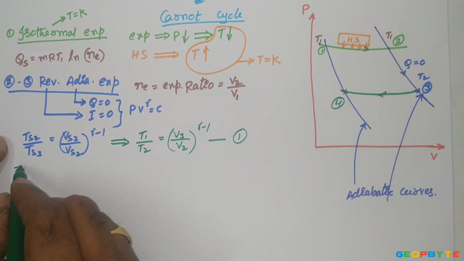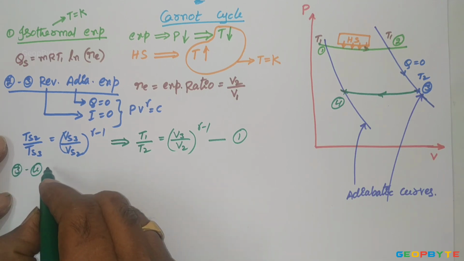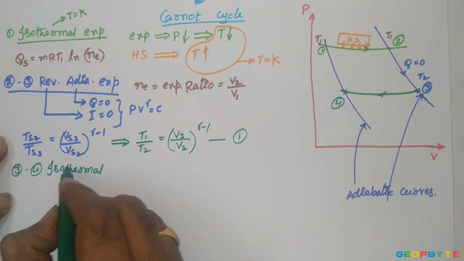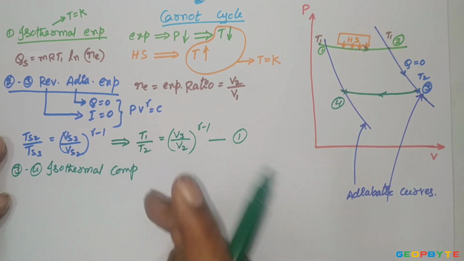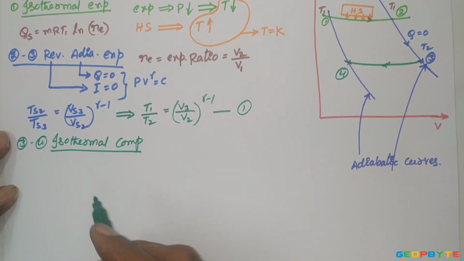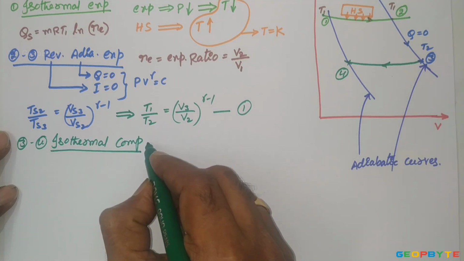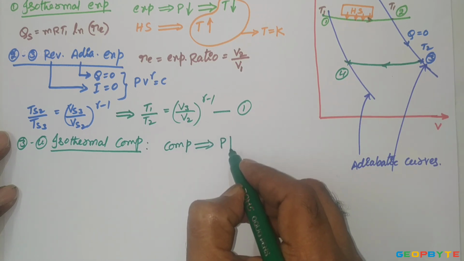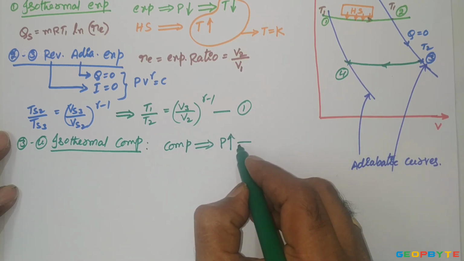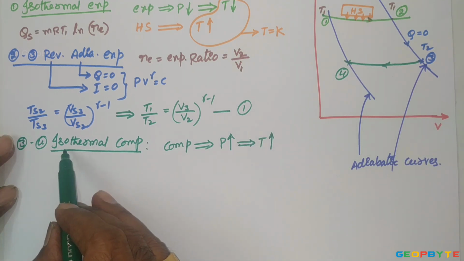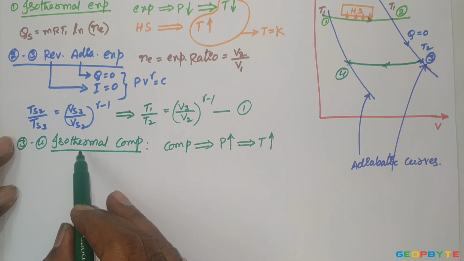The 3 to 4 is the isothermal compression. Isothermal means constant temperature. In general, during the compression process, pressure increases. Along with pressure, temperature is supposed to increase. But our intention is to maintain the isothermal condition. Isothermal condition means constant temperature.